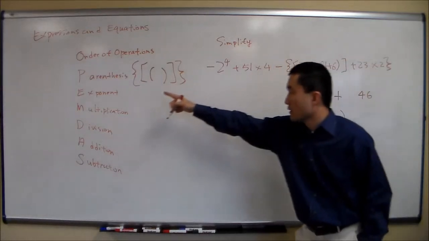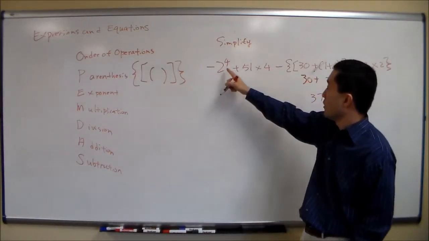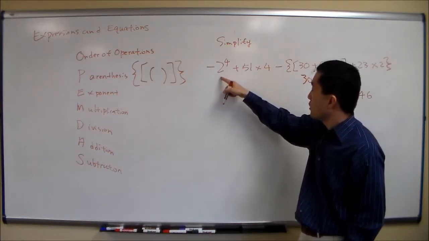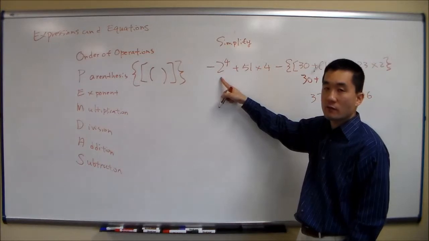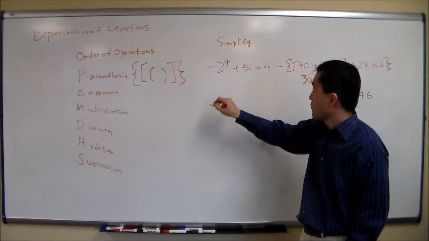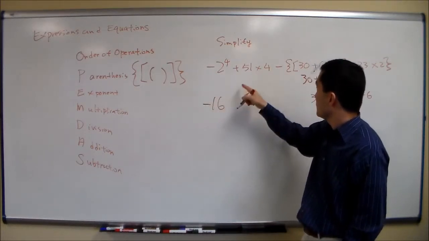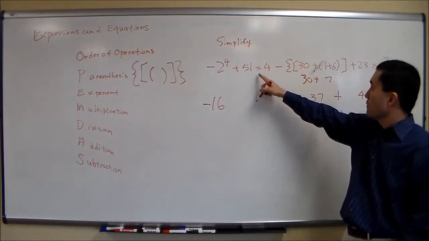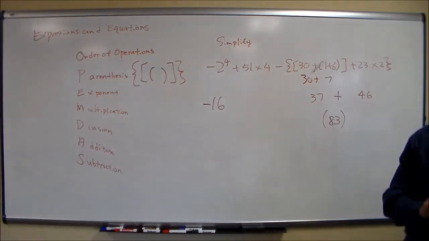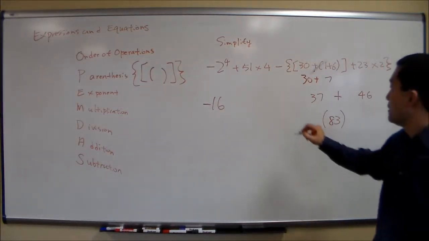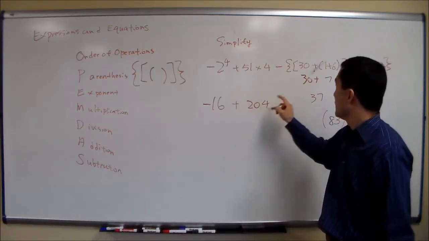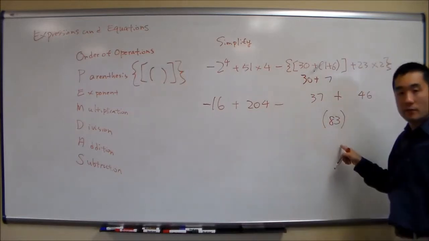I'll go down the list and then go to exponent. So you see the exponent here, negative 2 to the 4th power. So this 4 only applies to the 2 here, so it's going to be 2 times 2 times 2 times 2, which is 16. There's a negative, so it's going to be negative 16 here. And then the next one is do the multiplication of 51 times 4. So that is going to be 204 here. So there's a plus here, and then the minus here, minus 83.